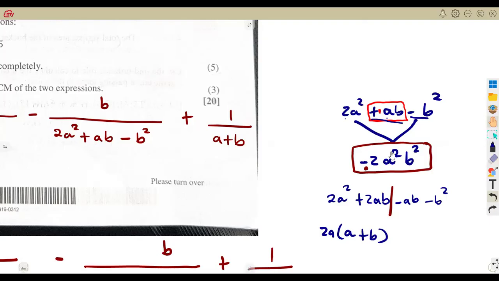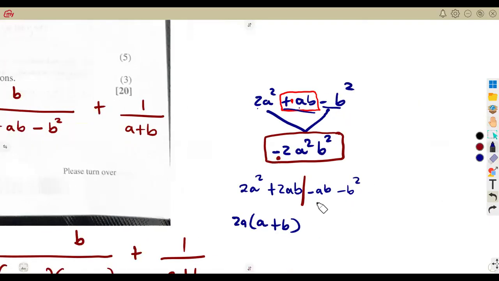All right. Then we move on to minus ab minus b squared. So you're going to take out the negative because here everything is positive. So you factor out minus b. Minus ab divided by minus b, that's positive a. Minus b squared over minus b, negative b and b.